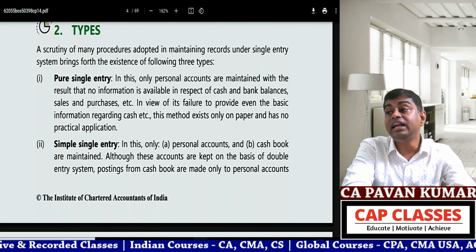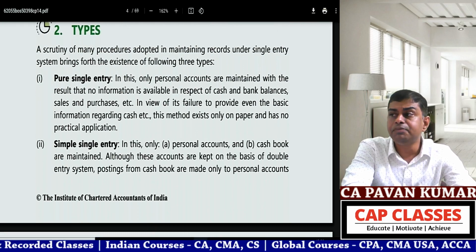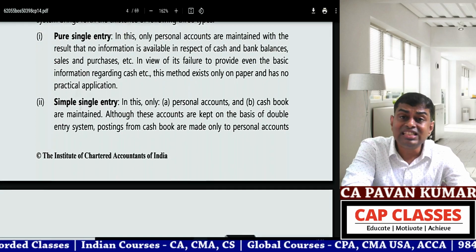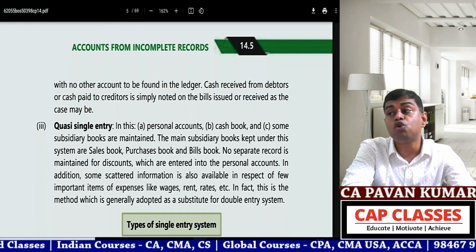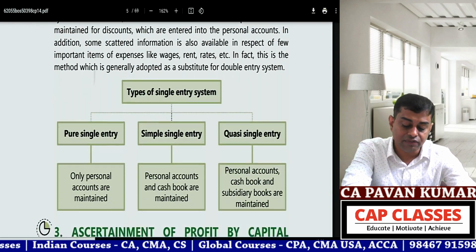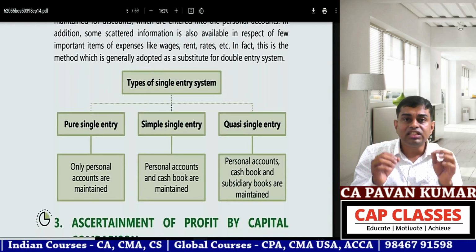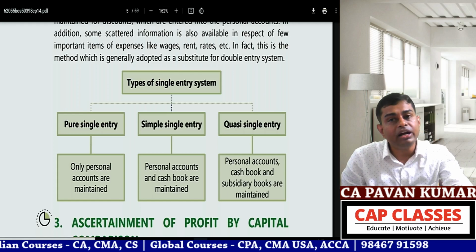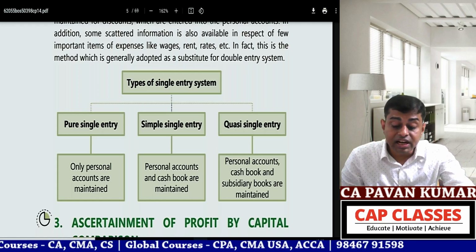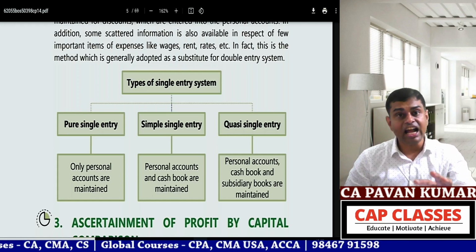There are three types of single entry system. The first one is the pure single entry system. The second one is the simple single entry system. The third one is the quasi single entry system. What is the difference? In the pure single entry system, only personal accounts are maintained. In the simple single entry system, personal accounts and the cash book will be maintained.